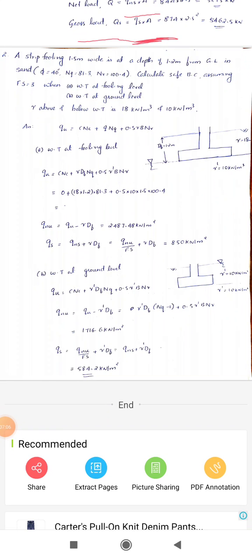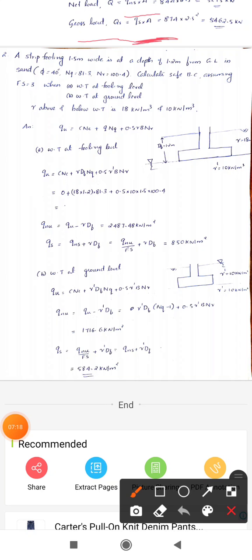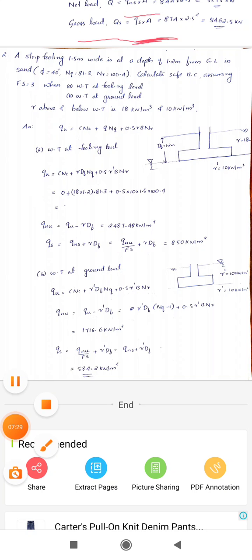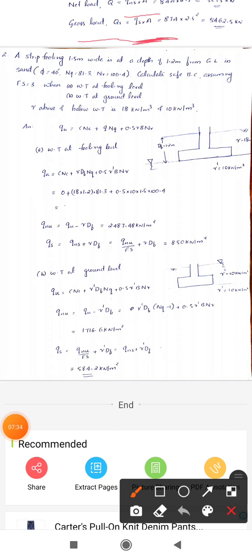Then we have to calculate the safe bearing capacity. So we have to calculate Qnu, net ultimate bearing capacity, and Qs, safe bearing capacity, and gross safe bearing capacity. Qs, the gross safe bearing capacity, is equal to net safe bearing capacity plus γ Df. Net safe bearing capacity is equal to net ultimate bearing capacity divided by factor of safety. And the final answer, that is gross safe bearing capacity, is 850 kilonewton per meter square. So that is the case when water table is at footing level.